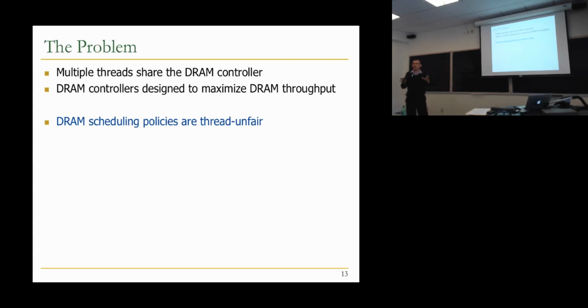Although it's a pretty reasonable policy for 1 core. So in today's systems, multiple threads actually share the DRAM controller. But DRAM controllers are designed to maximize DRAM throughput. They're not designed to actually take into account what's coming from different cores, different threads. As a result, these DRAM scheduling policies are thread unfair. Let's take a look at these 2 principles.